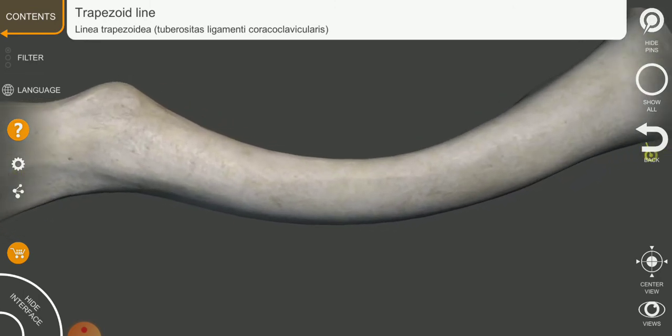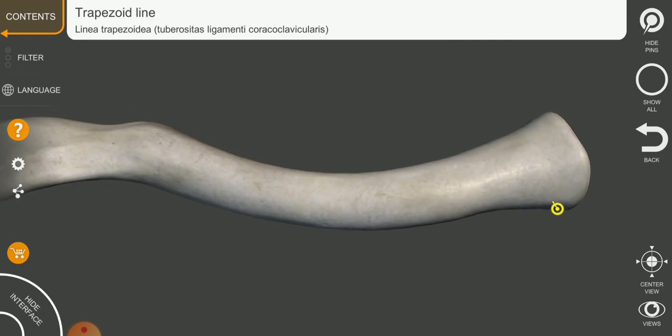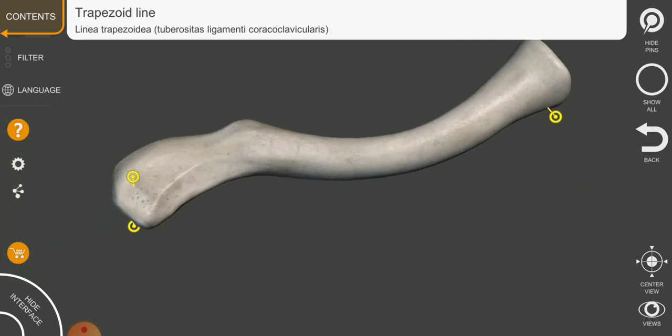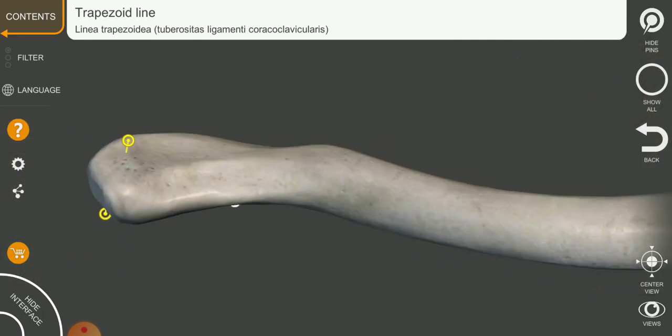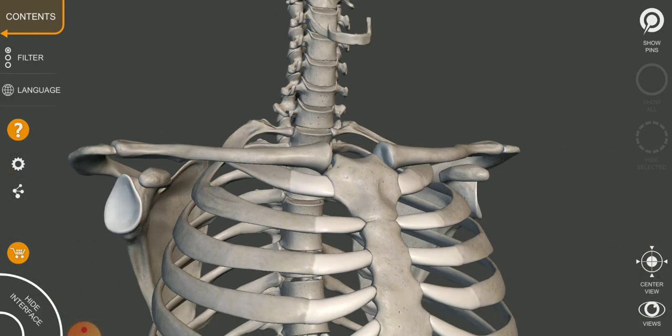And what about the shaft? In the midpoint, or we can say two thirds of the shaft medially it is cylindrical, and one third laterally it is flat. So this is all about the clavicle bone.